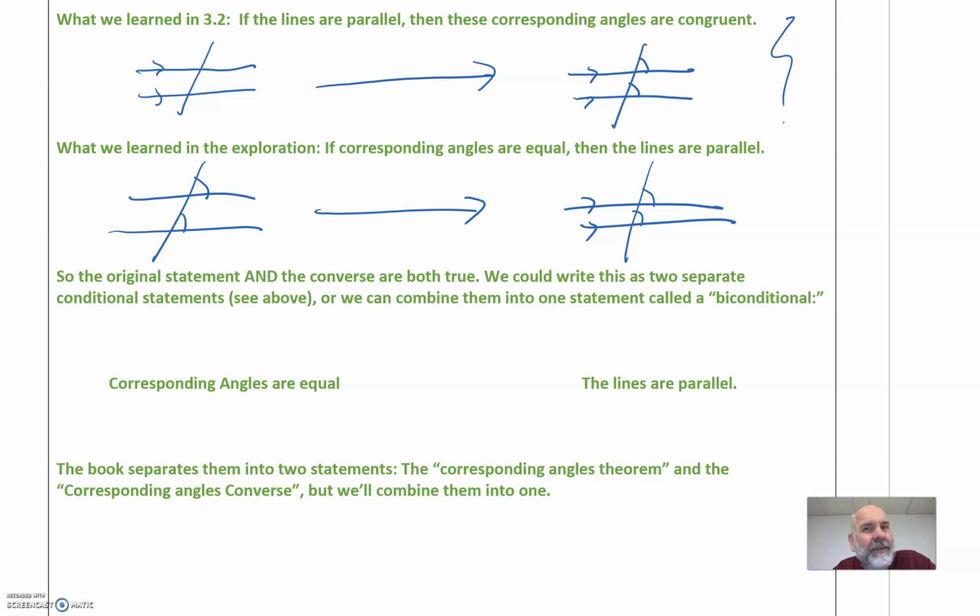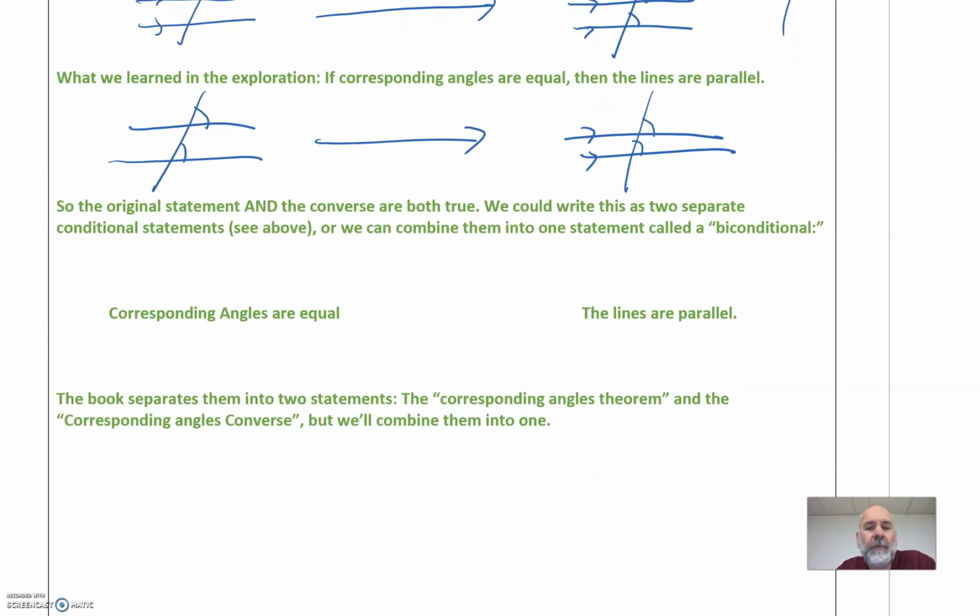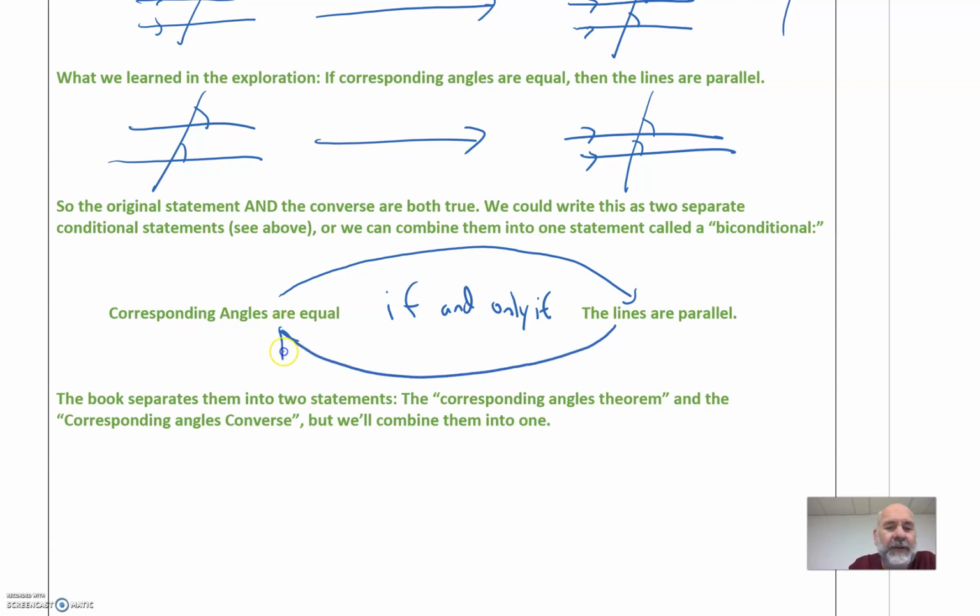But we can actually combine these into one statement called a biconditional statement. And this is how you write it. You could say corresponding angles are equal, and then say if and only if the lines are parallel. So what that means is if you have an if and only if statement like that, it's telling you that the statement works as is and the converse also is true. So if you know corresponding angles are equal, then you know the lines are parallel. And if you know the lines are parallel, then corresponding angles are equal.